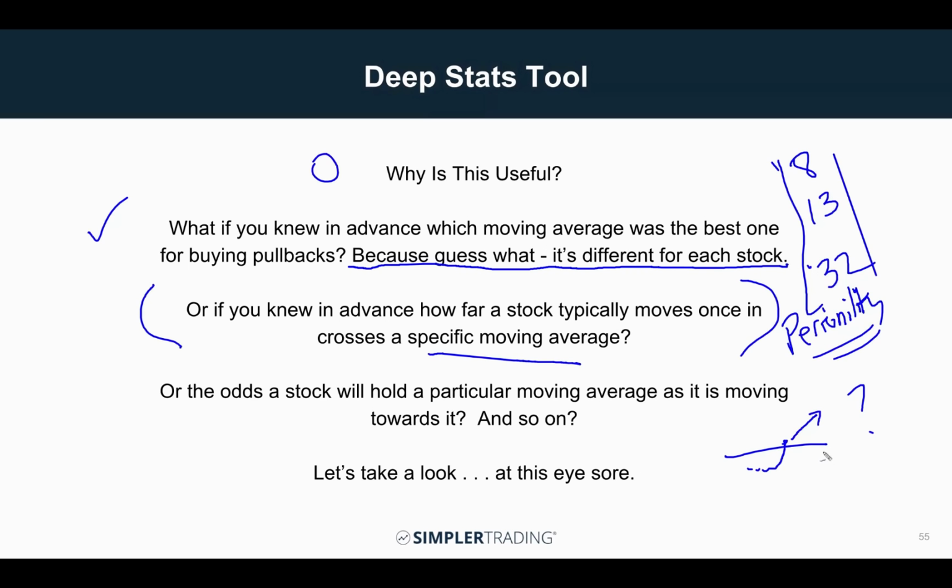Or the odds a stock will hold a particular moving average as it's moving towards it. So here's the 8 EMA, and here's the 21. A stock closes below the 8. What are the odds that it's going to hold the 21 and cross back above the 8? Does that happen 10% of the time, or does it happen 50% of the time? It's different for each stock. All right, so let's take a look.